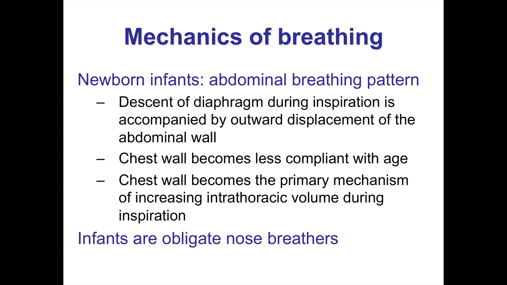With age, the intercostal muscles strengthen, the ribs ossify, and the chest wall strengthens further, and this then becomes the primary mechanism of increasing intrathoracic volume during respiration, and so then the chest wall becomes the main way of breathing rather than abdominal breathing. Infants are what's known as obligate nose breathers.